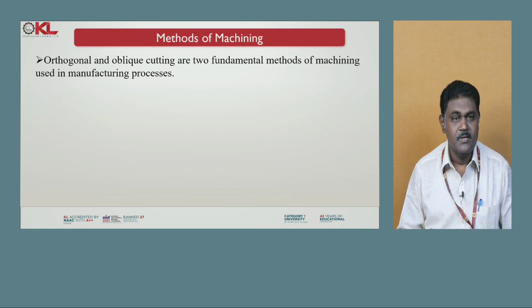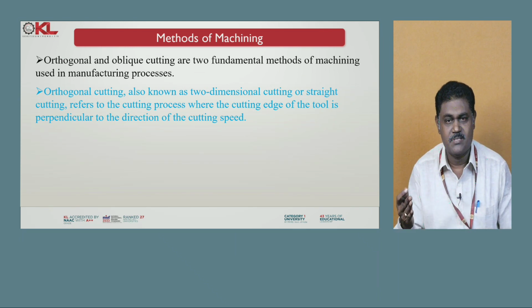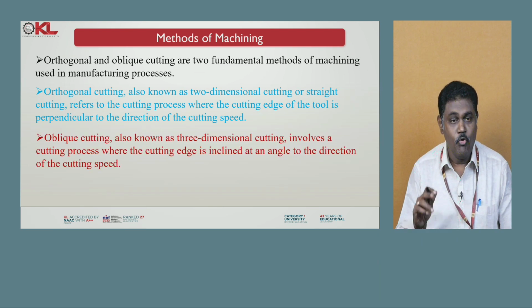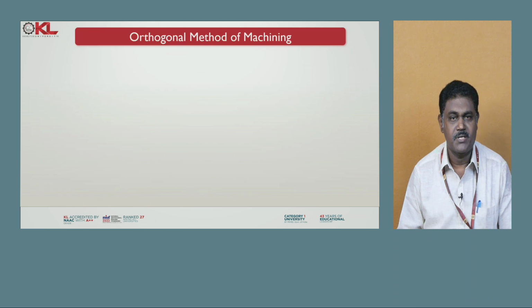Methods of machining. Orthogonal and oblique cutting are two fundamental methods of machining used in the manufacturing process. Orthogonal cutting, also known as two-dimensional cutting or straight cutting, refers to the cutting process where the cutting edge of the tool is perpendicular to the direction of the cutting speed. Oblique cutting, also known as three-dimensional cutting, involves a cutting process where the cutting edge is inclined at an angle to the direction of the cutting speed. Manufacturers analyze these factors to determine the most suitable cutting method for a given machining operation.